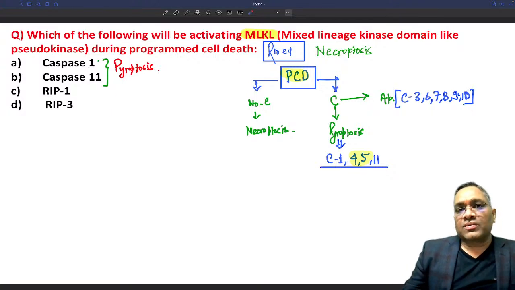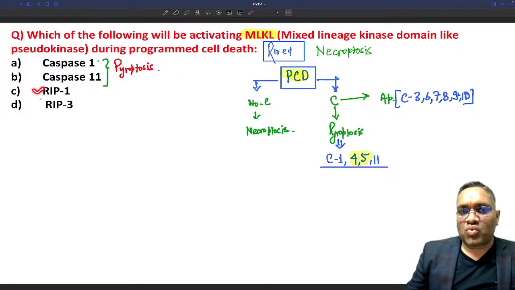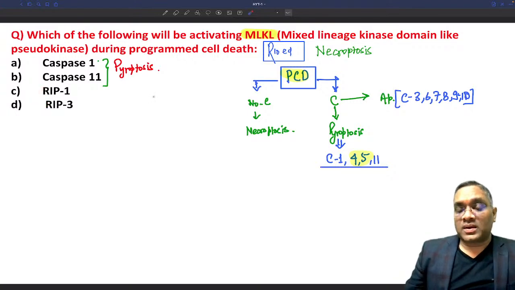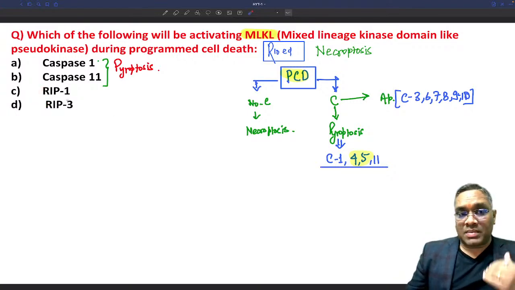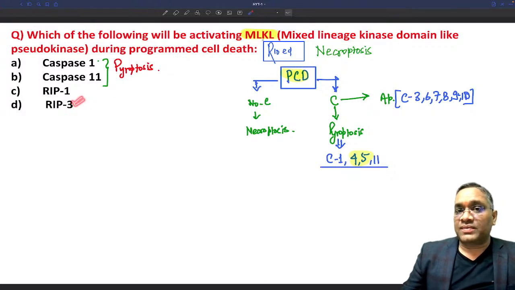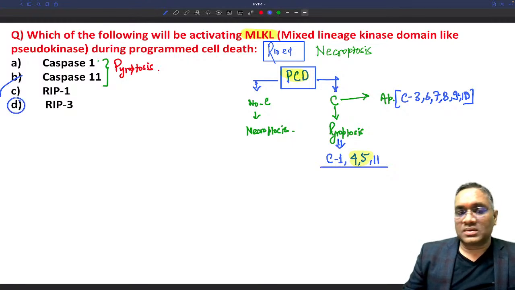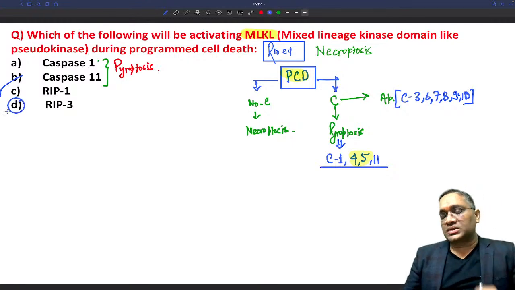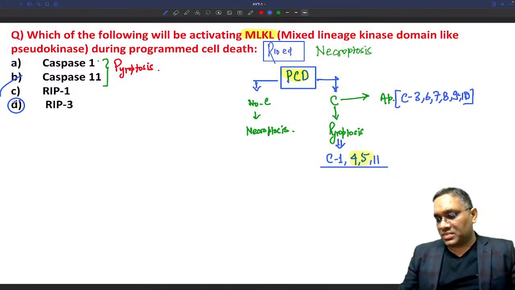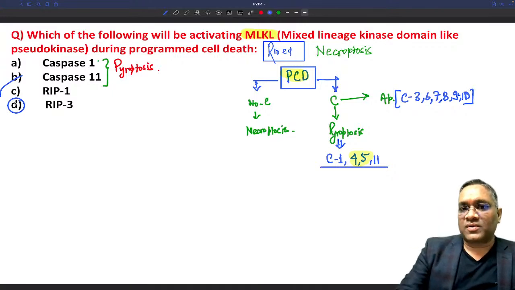Again, I will tell you, when necroptosis is going on, RIP1 and RIP3 both will be involved, right? But remember, RIP1 will come earlier, RIP3 will come later on, and this RIP3 will activate the MLKL. So our right answer should be D. The correct answer will be D for this question. That is what you need to remember for our exam.